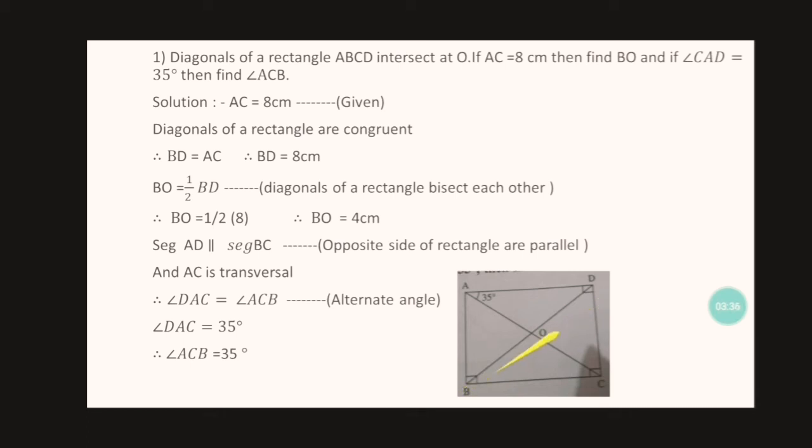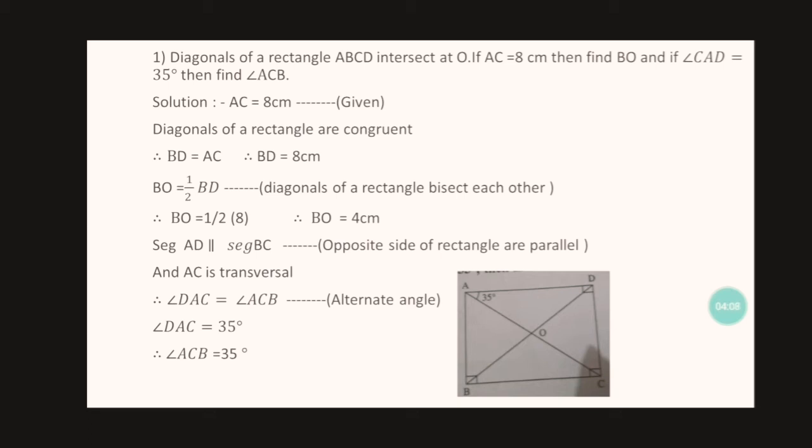Now BO is half of BD, right? Why? Because diagonals bisect each other in a rectangle. Okay, so now substitute the value of BD. What is the value of BD? It is 8. So BO is equal to half of 8. Therefore, the value of BO is 4 centimeter. Right till here? Understood? Now the second part of it.